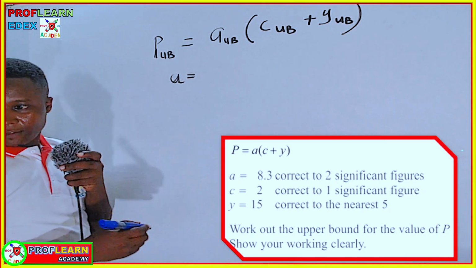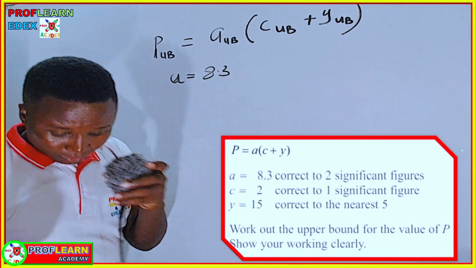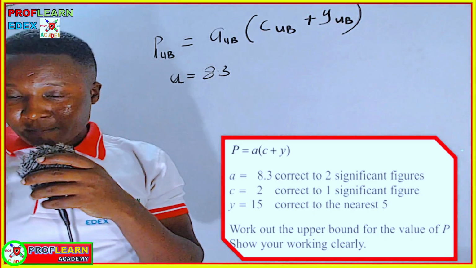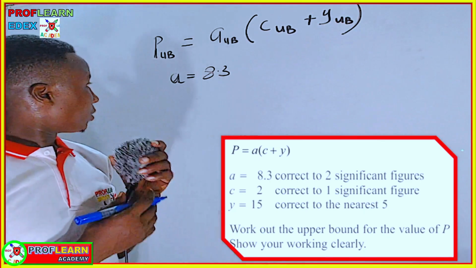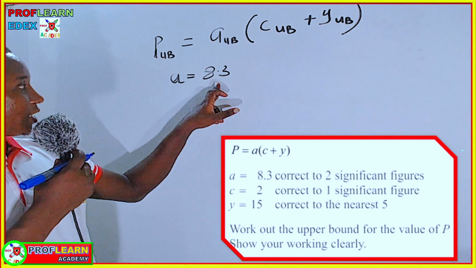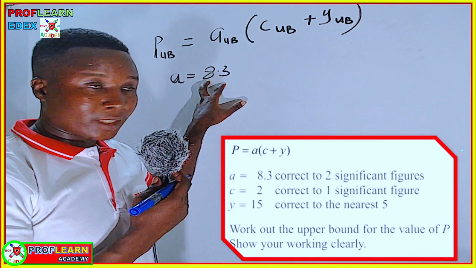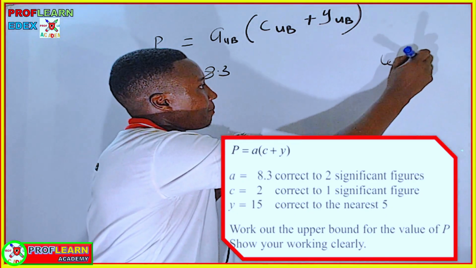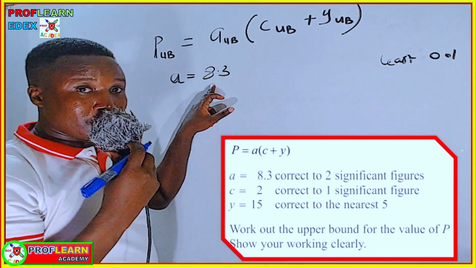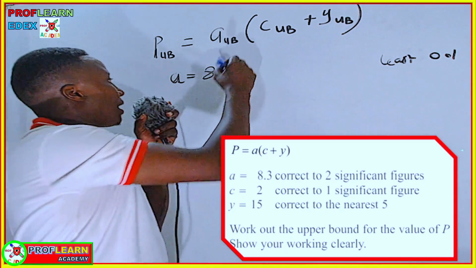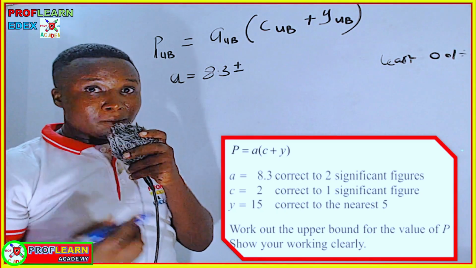A was actually equivalent to 8.3. Now, something that you need to ask yourself is the accuracy that is given in these particular questions, because we are told that 8.3 is correct to two significant figures. If it's correct to two significant figures, it means the least unit that can be measured in this given point is 0.1. So the least measurement is 0.1. Which means that in order to get the absolute error plus or minus, we are going to divide the least unit by 2, and this is going to be 0.05.